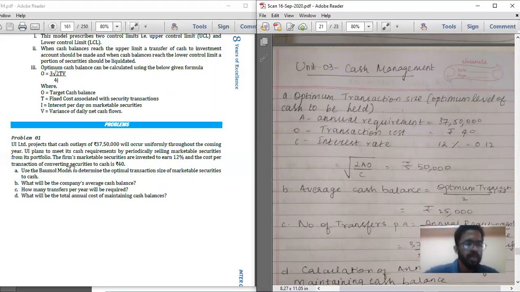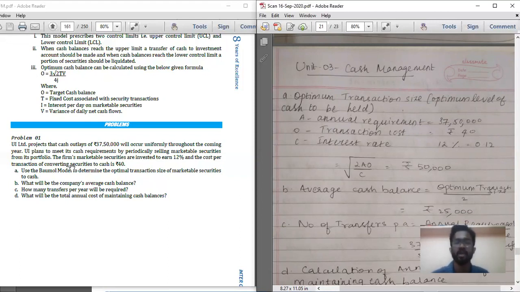Problem number one. UI Limited projects that cash outflows of 37,50,000 will occur uniformly throughout the coming year. So total cash requirement, that is A, is 37,50,000. UI plans to meet the cash requirements by periodically selling marketable securities from its portfolio. The firm's marketable securities portfolio is invested to earn 12%, and the cost per transaction of converting securities into cash is 40. Instead of holding cash, you can hold liquid securities like marketable securities, and if you want cash, you can sell the security immediately and pay the expenses. So cash should not be kept as cash.